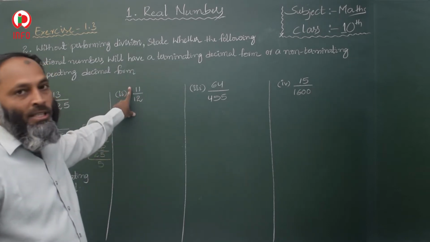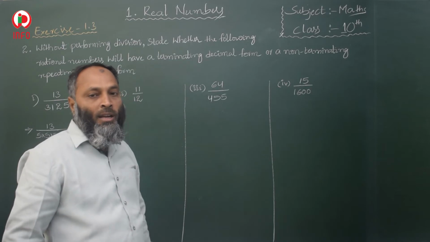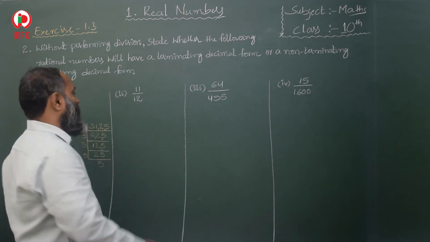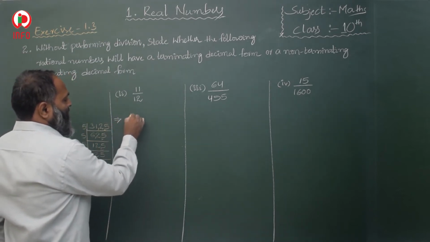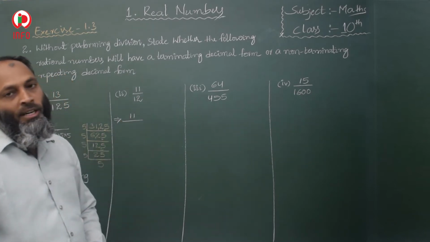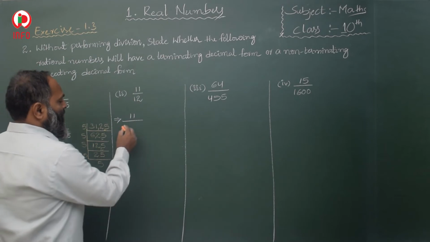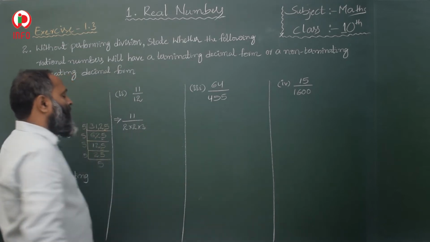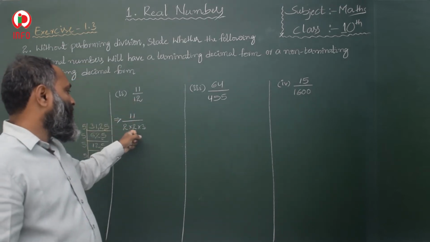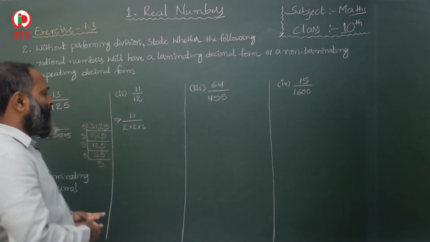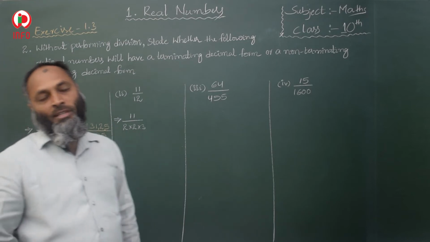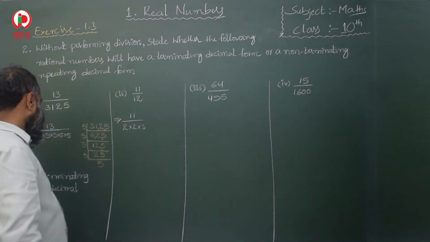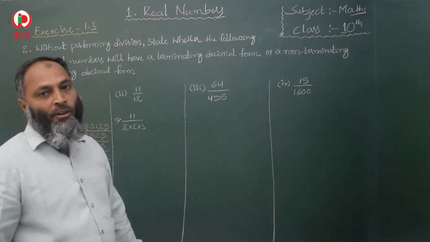Now the next fraction is 11 by 12. How to decide whether it is terminating or non-terminating? We take 11 as it is, and write 12 in prime factors: 2 twos are 4, 4 threes are 12. So the prime factors of 12 are 2 into 2 into 3. Here the denominator is a combination of 2 and 3. Only if the denominator is a combination of 2's and 5's, or 2's or 5's alone, is it a terminating decimal. Otherwise it is a non-terminating decimal.